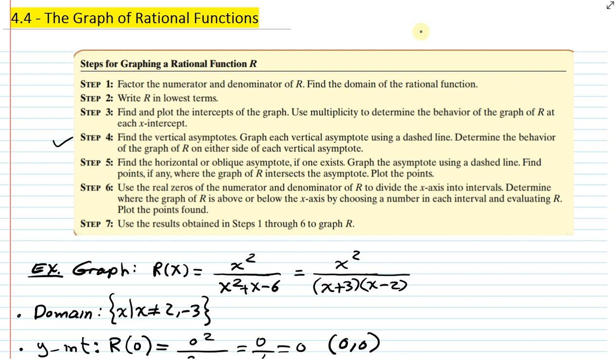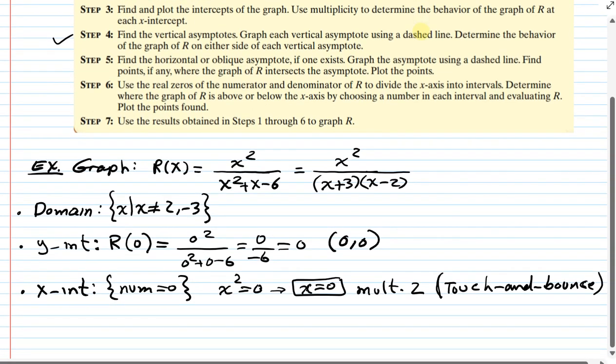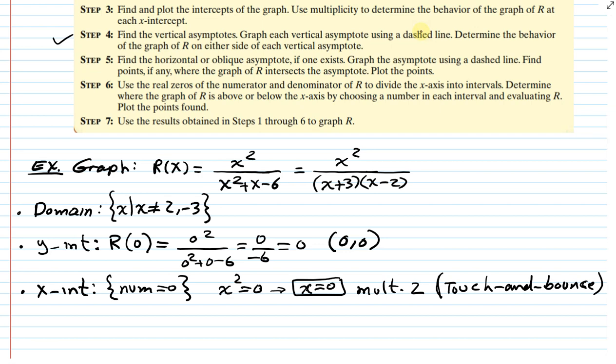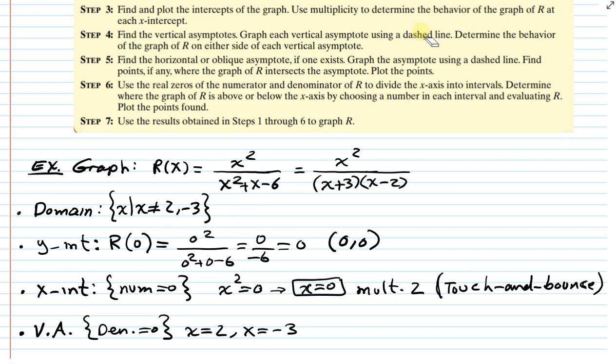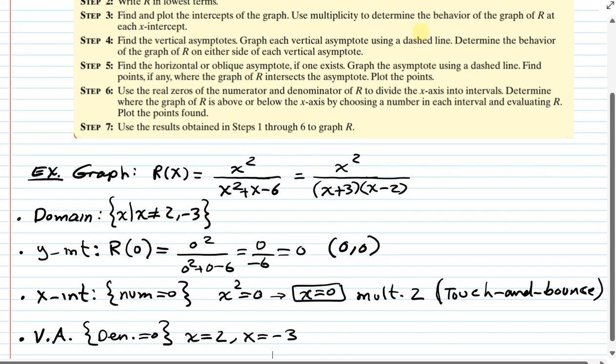Step 4, find vertical asymptotes. Graph each vertical asymptote using a dashed line. Determine the behavior on either side of the vertical asymptote. Okay, we'll do that. Step 4, the vertical asymptotes. So vertical asymptotes are places where the denominator is 0, right? Denominator equals 0, and we already decided those are the values that cannot be in the domain, and they become the vertical asymptotes. So x equals 2, x equals negative 3. Then I'll transfer all of this information onto a graph in a few minutes here.